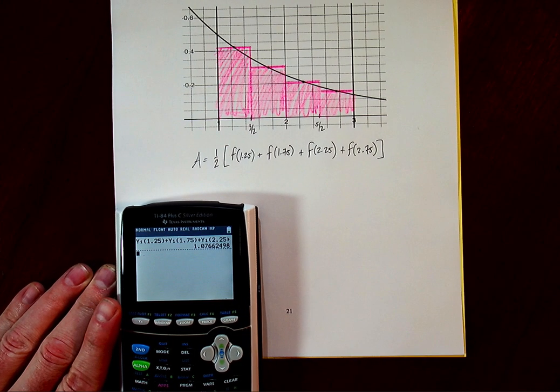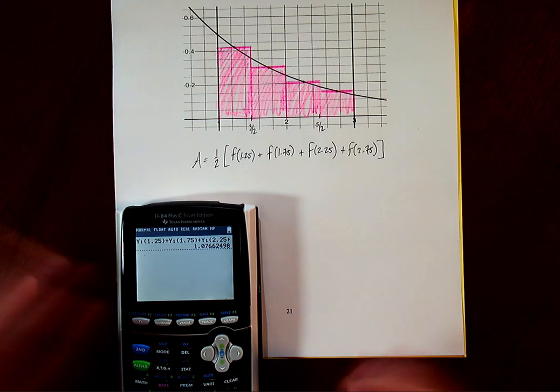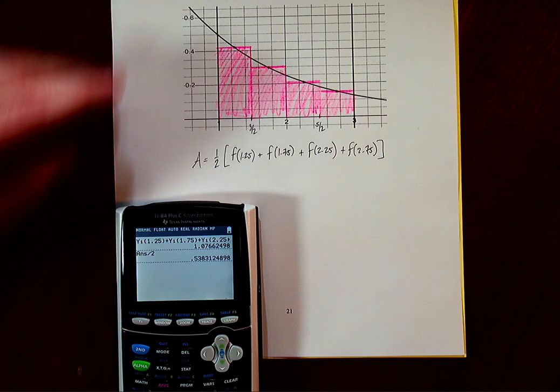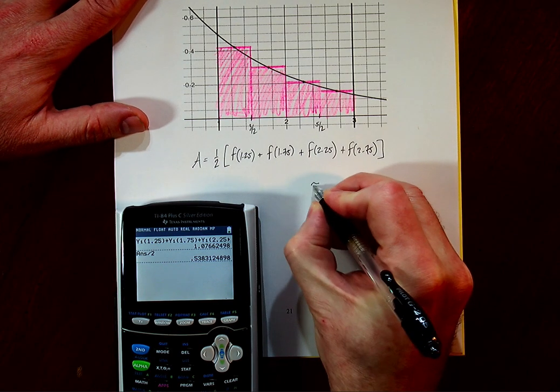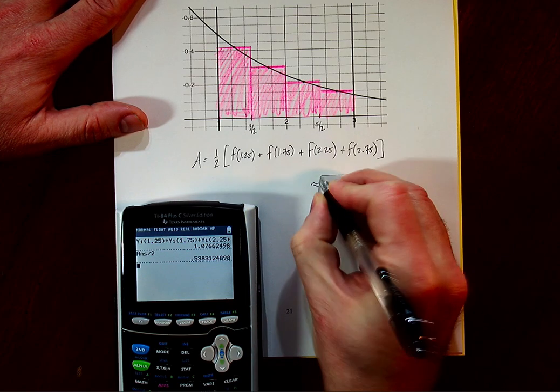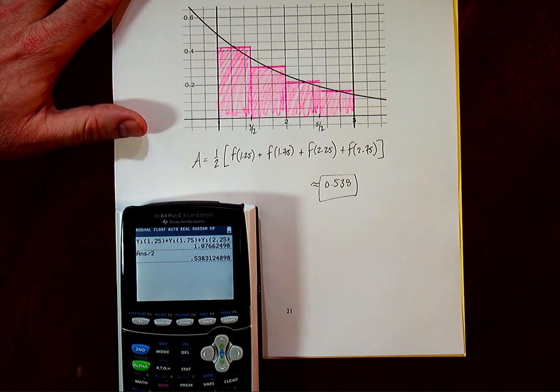So basically, what's inside the brackets works out to 1.07662498, but we want half of that. And we find out that our area approximation is 0.538. Now, is that reasonable? And actually, it is.